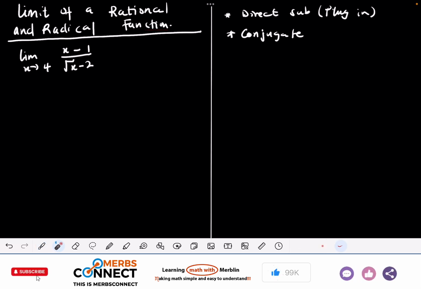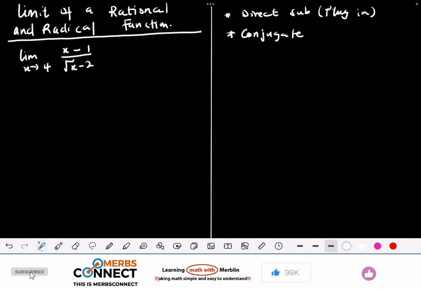So let's first do direct substitution. Now I just use my pen to show it. When I put 4 here, root of 4 is 2, right? So I'm going to have 2 minus 2, which is going to give us 0. So automatically the denominator is going to be 0. It means that the direct substitution is not going to work.